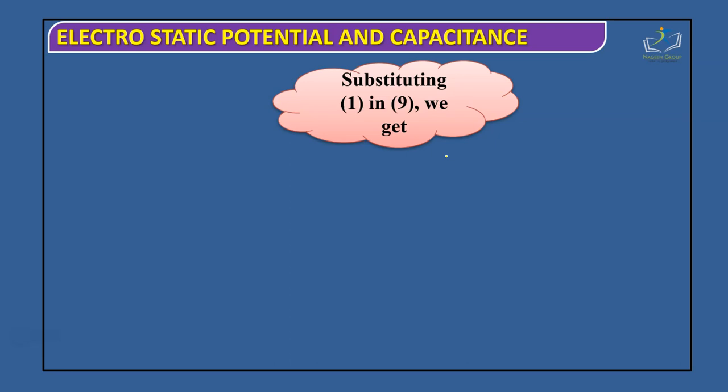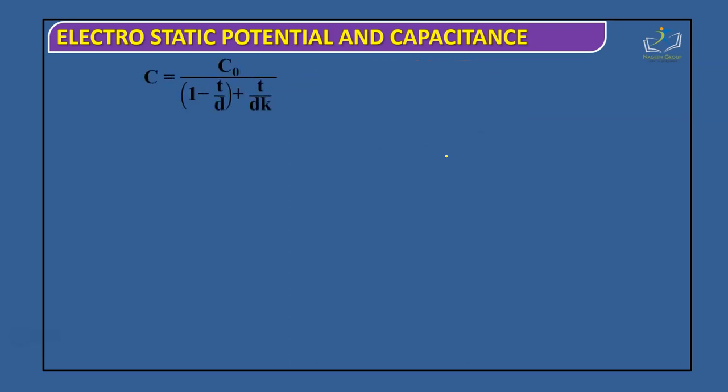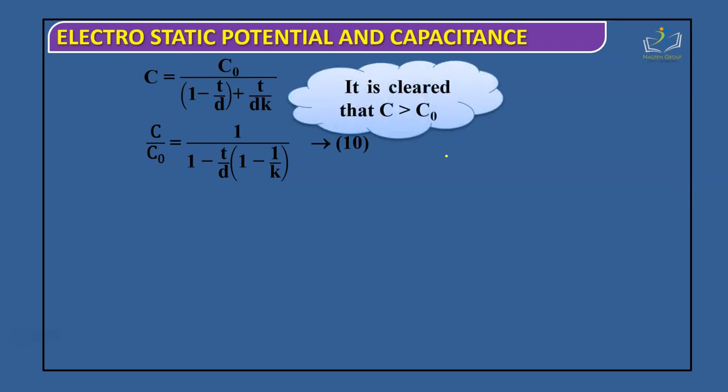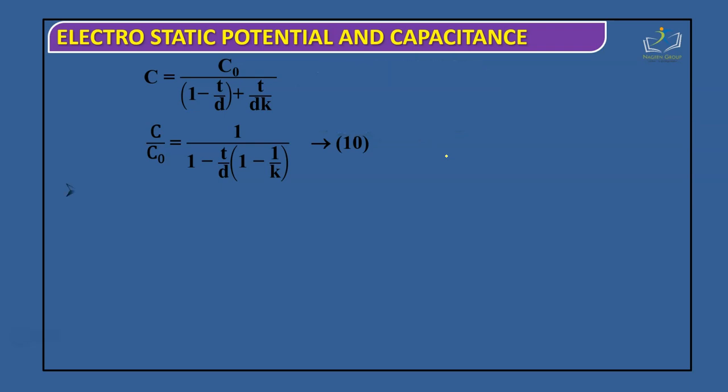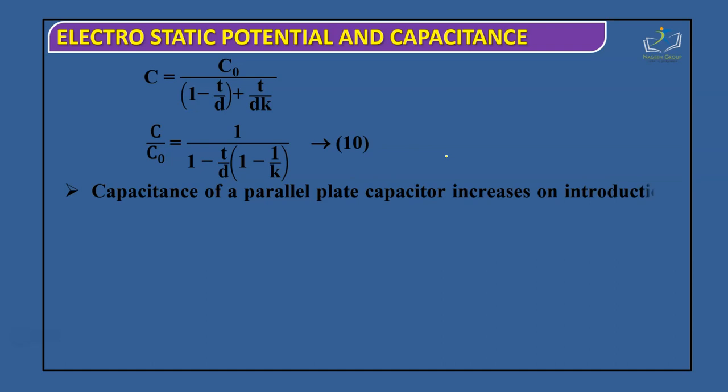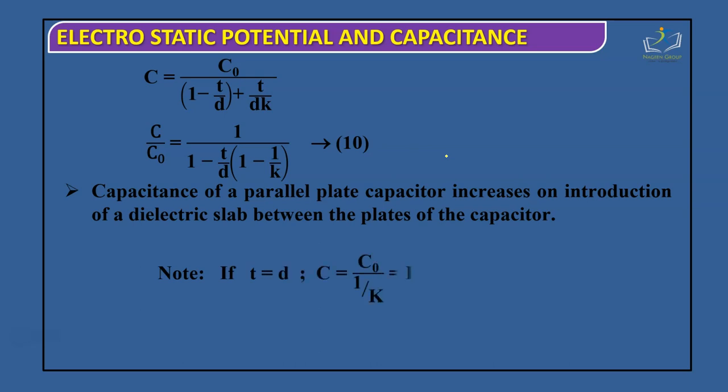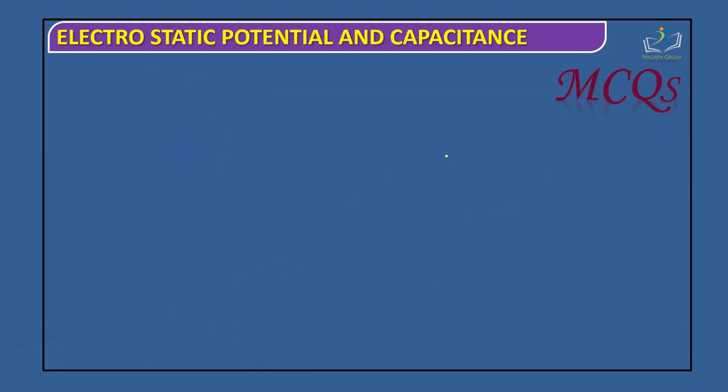Substituting the value of C naught from equation 1 in equation 9, we get C equals C naught over (1 minus T by D plus T divided by DK). So C by C naught comes to 1 divided by [1 minus T by D (1 minus 1 by K)]. This is equation number 10. It is clear that C is greater than C naught, and the capacitance of a parallel plate capacitor increases on introduction of a dielectric slab between the plates. Note, if T equals D, then C equals C naught by 1 by K, that means C equals K C naught. K equals C by C naught, which is called the dielectric constant.